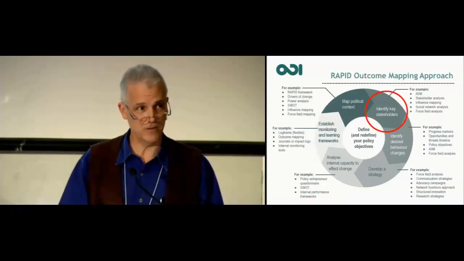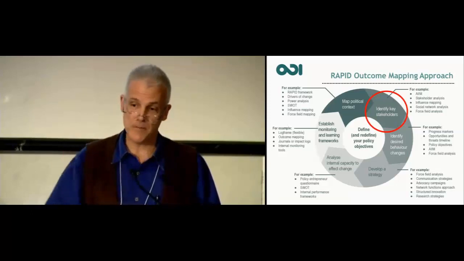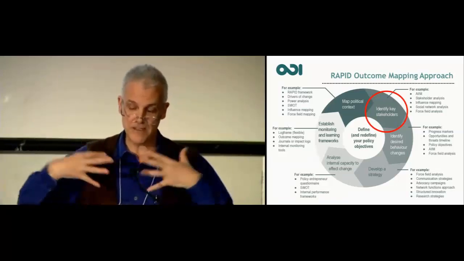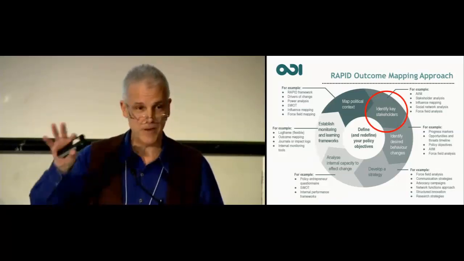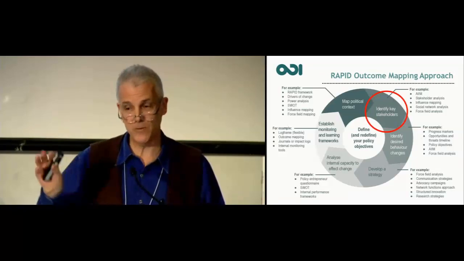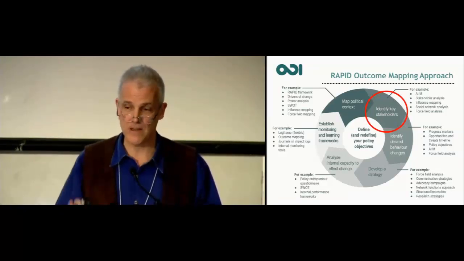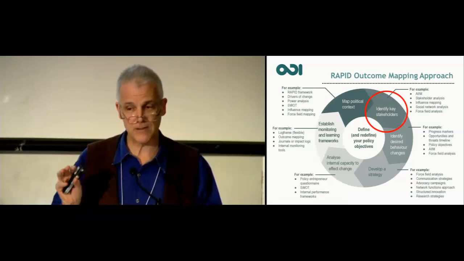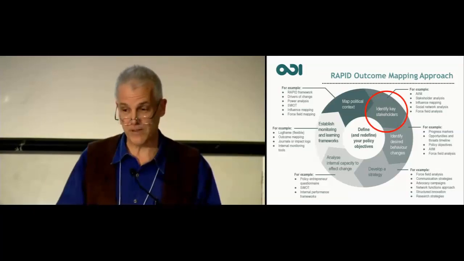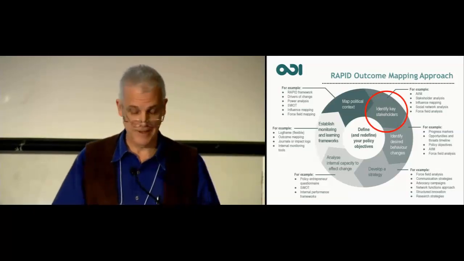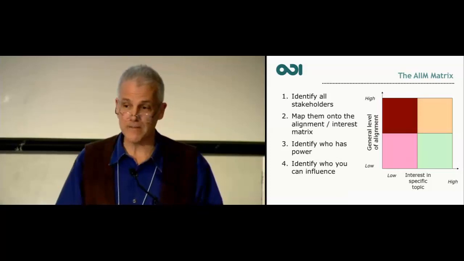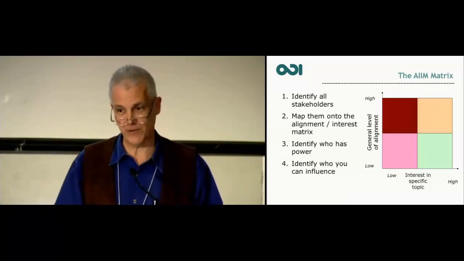Identifying the key stakeholders. And of course, these are sort of interrelated tools. So obviously, as part of mapping the political context, you will be identifying the key stakeholders. But you need to think a bit more about them, not only just to identify them. And there's a tool which some colleagues of mine invented called the Alignment, Influence and Interest Matrix.